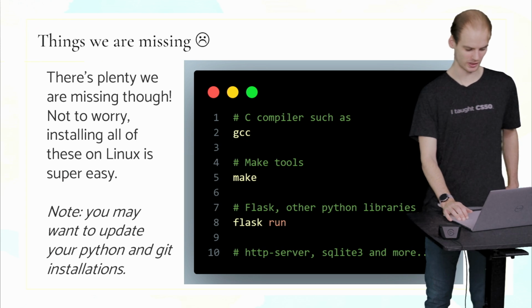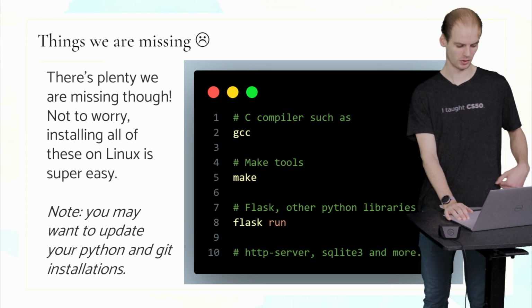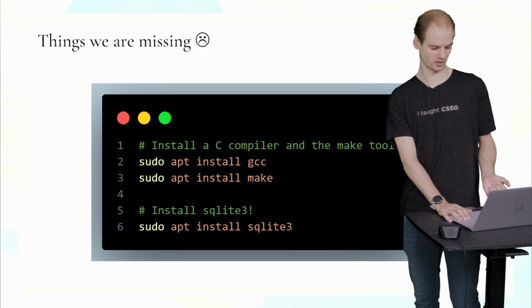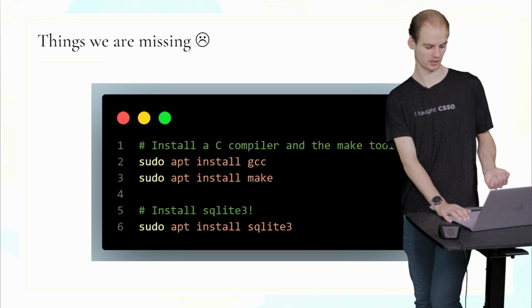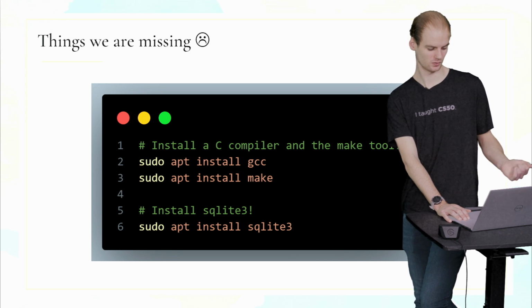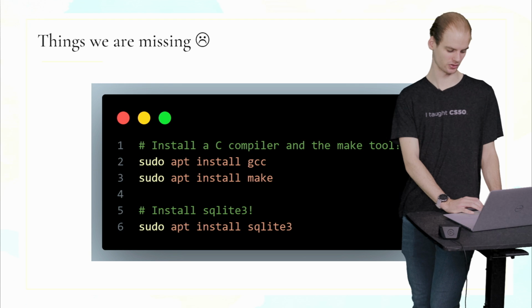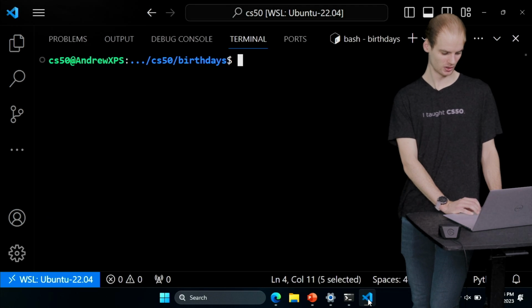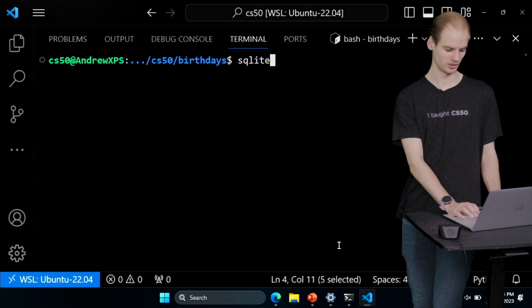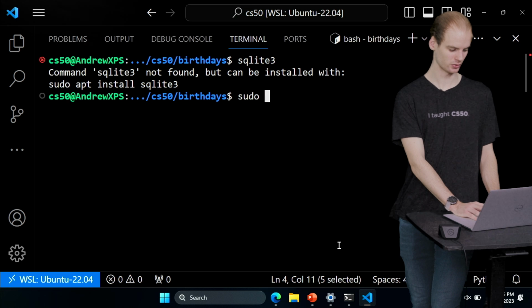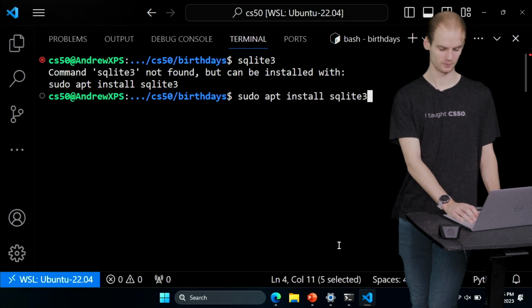So we've already set up GCC and make, but there are things that we're missing like Flask and HTTP server. So we've already done these 2. I haven't done SQLite 3. Let's just handle that quickly. So I want to install SQLite 3, right? Same thing, sudo apt install sqlite3.